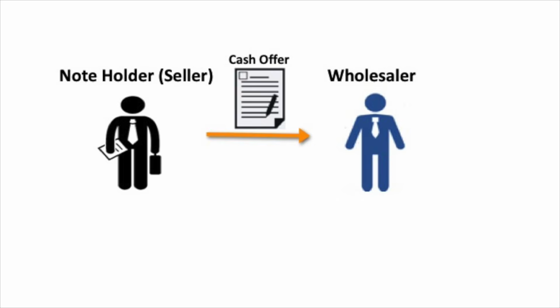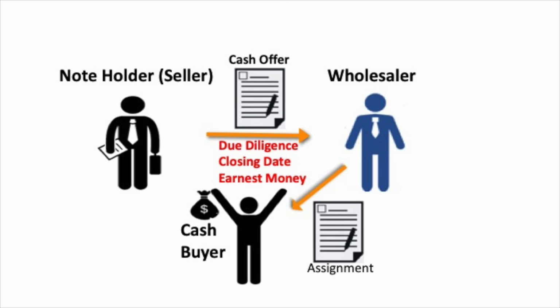When it comes to flipping notes, there are two different methods. Method number one is following the traditional model of wholesaling, where you execute a contract to buy a note from a note holder at a discount and then assign your contract to a note buyer for a fee. Method two, which is my preferred method, is to bird dog note deals. Here's how it works and why I prefer it.